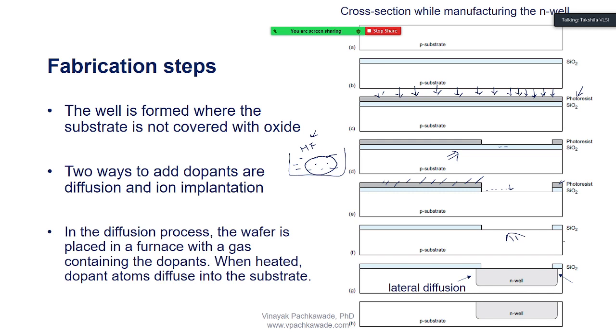So now what I see is that I have a P-type substrate, and in the area where I don't want N well, that area is covered by the SiO2. This area also is covered by SiO2, but this area is very well exposed. Now I am ready to dig the well. So I have two procedures. One is called diffusion, or one is called ion implantation. Okay, so diffusion and ion implantation, these are two different techniques.